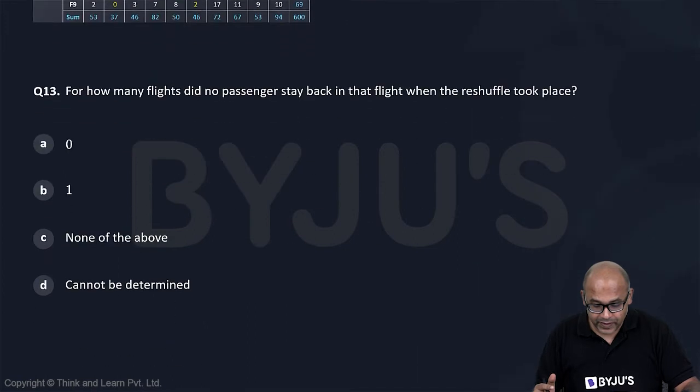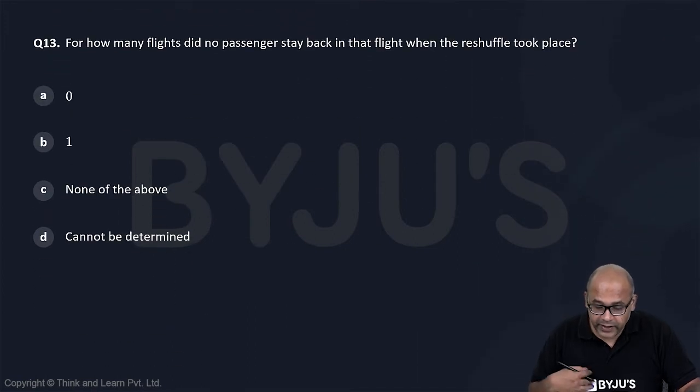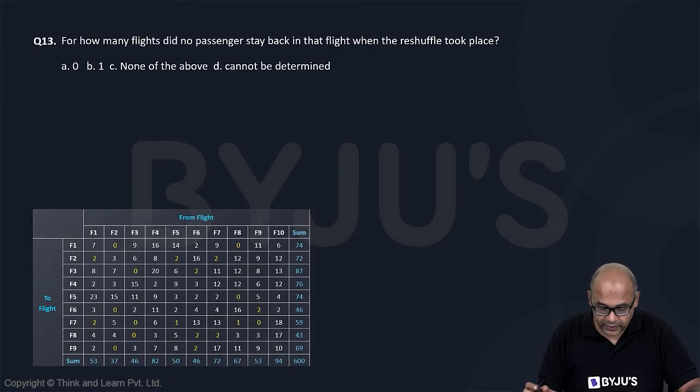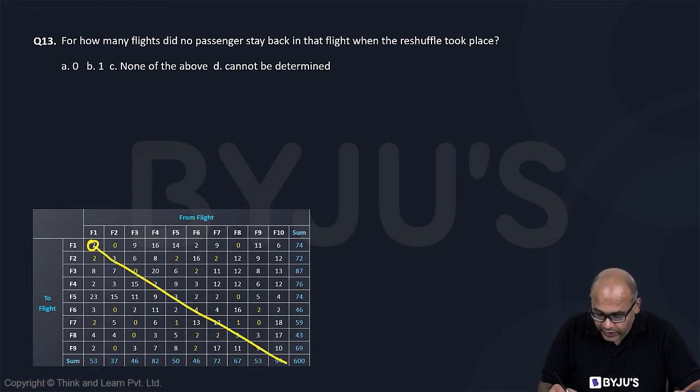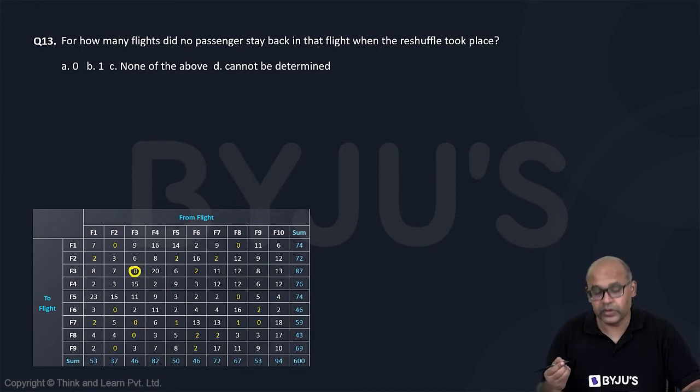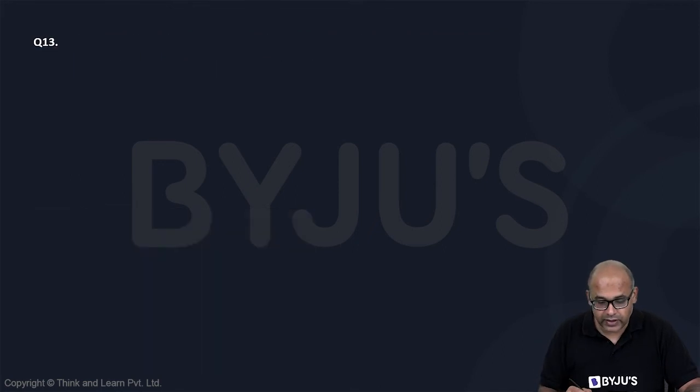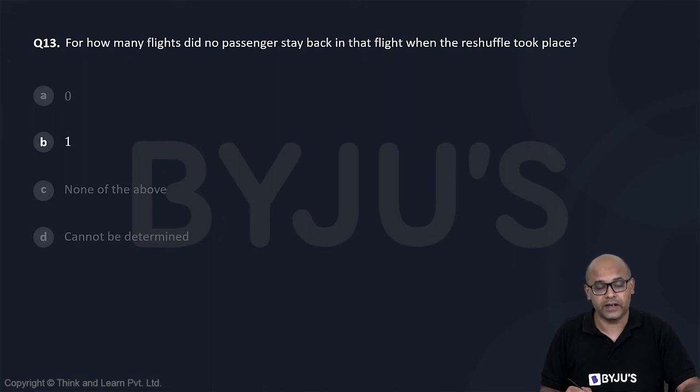So that's fine. So next question, for how many flights did no passengers stay back in that flight when the reshuffle took place? So no passenger should stay back in that flight. So if you look at F1, 7 passengers stayed back. So diagonally we need to look at how many zeros are there. 0 means nobody is staying back. So you can see 1 zero. That's it, only 1 zero. Which means F3 to F3 nobody stayed back. Every other flight somebody or the other stayed back. So correct answer will be option B, 1.